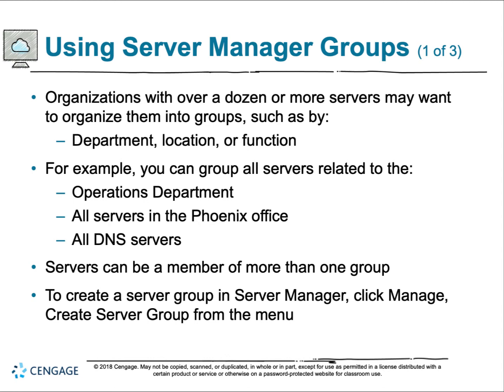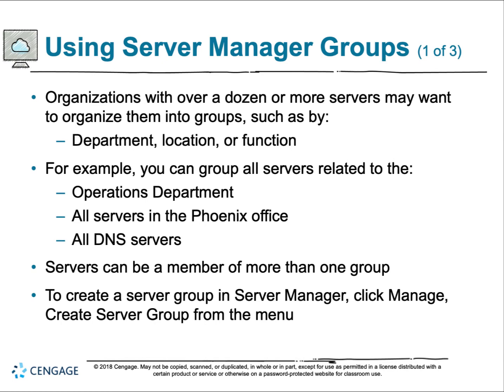For example, you can group all servers related to the operational department, or all servers in the Phoenix office or San Francisco office, or all DNS servers, and so on and so forth, in one group. By organizing servers in this manner, you can see a group's status at a glance. Servers can be a member of more than one group, so you can place a domain controller in the Phoenix office in both the domain controllers group and the Phoenix group, for example.